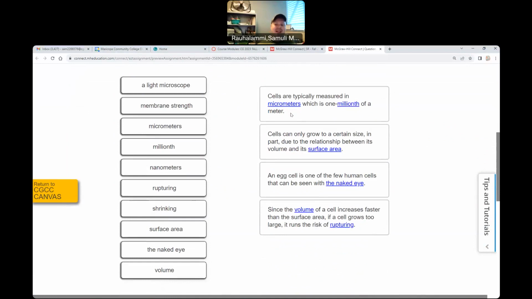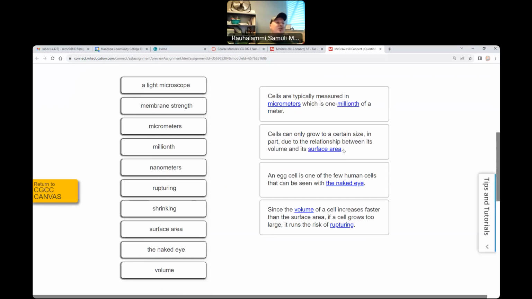So we saw how cells were generally very, very small, and that small size of the cells was dictated by the surface area versus volume ratio, which really showed us, as we discussed, that cells need to remain small in size. We're also seeing a statement reading that cells can only grow to a certain size in part due to the relationship between its volume and its surface area. So that's the concept that I was just referring to in terms of the surface area versus volume ratio.